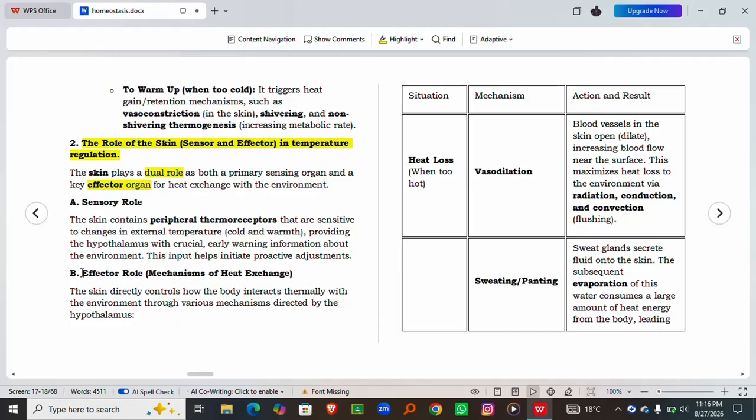Then secondly, it works as an effector organ. The effector mechanism we have looked at, for example, vasodilation. That is what it does. The superficial blood vessels are going to dilate when temperatures are too high so that heat can be lost from the body. It contains the sweat glands. Sweat glands are going to help in evaporative cooling. As the sweat is being lost from the body, the sweat escapes with heat of vaporization. This results in evaporative cooling.